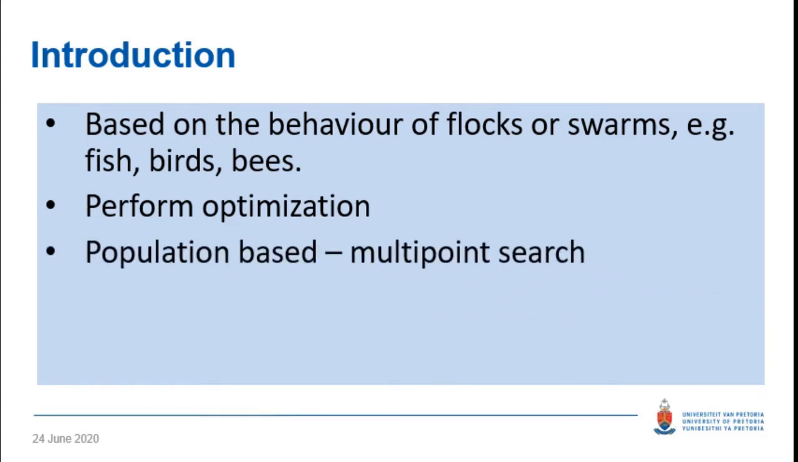It's also a population-based method, so it's a multi-point search where elements of the population represent different points in the search space that we're trying to optimize. So it's a meta-heuristic like the previous two algorithms, so it's an iterative approach, and over the iterations it tries to improve an initial population.